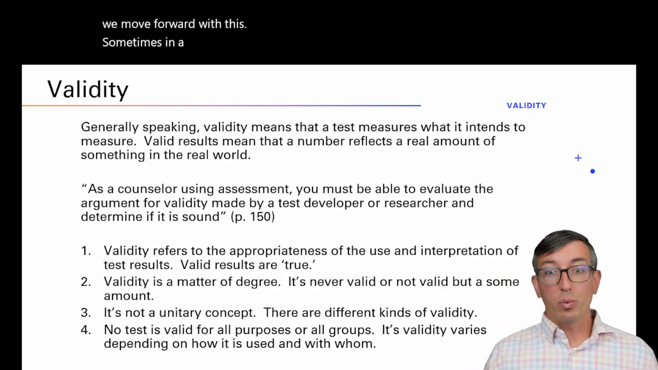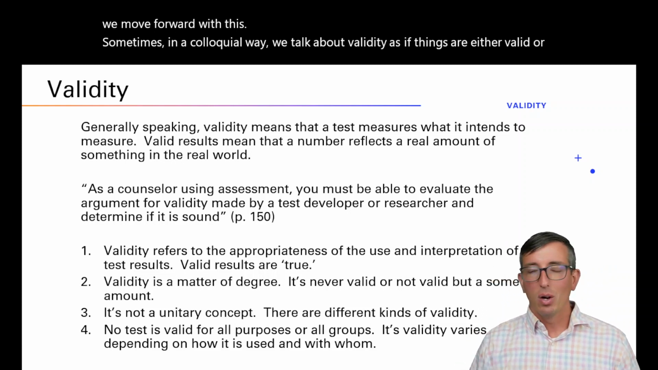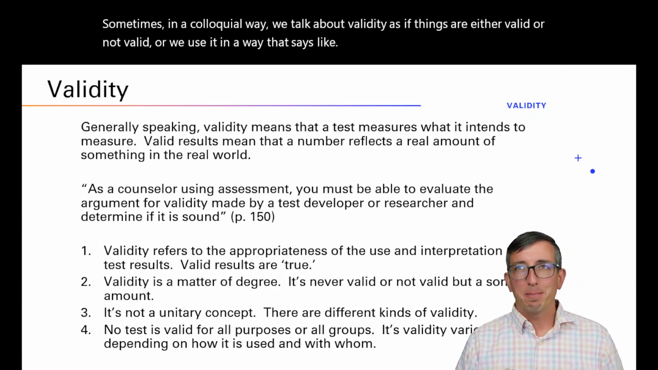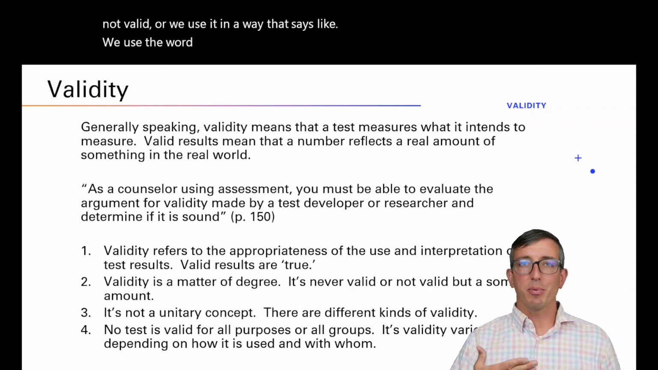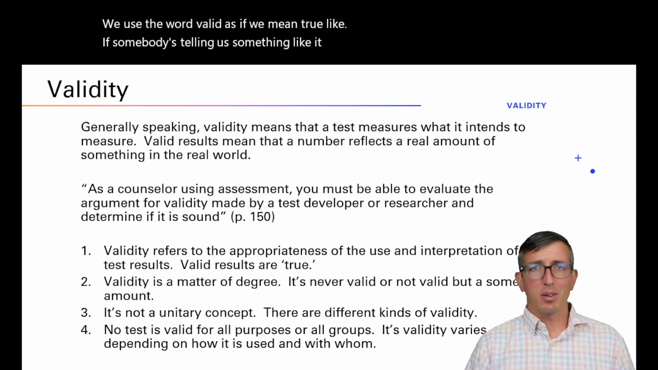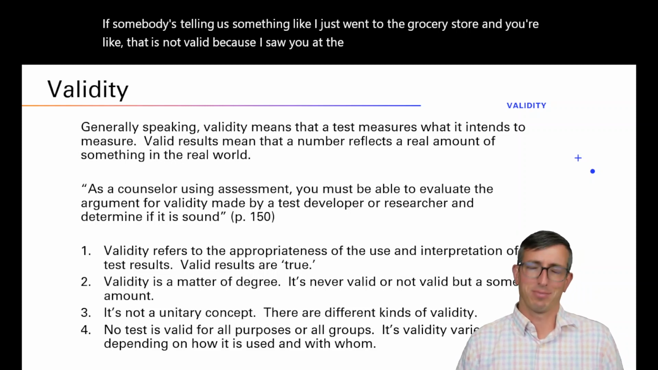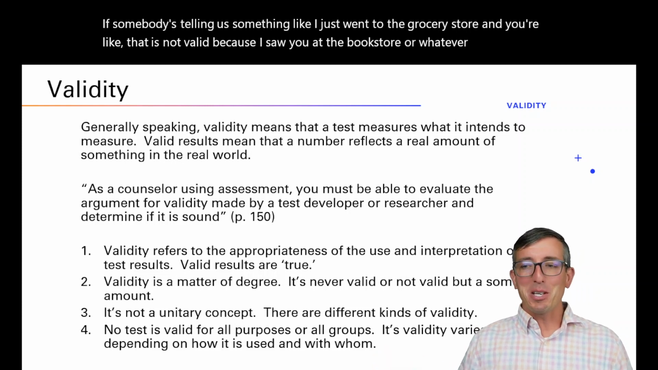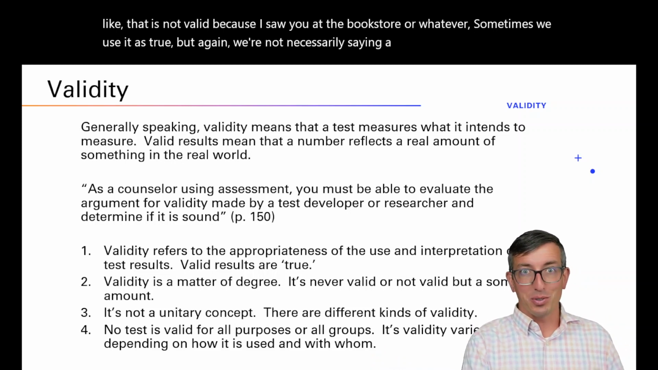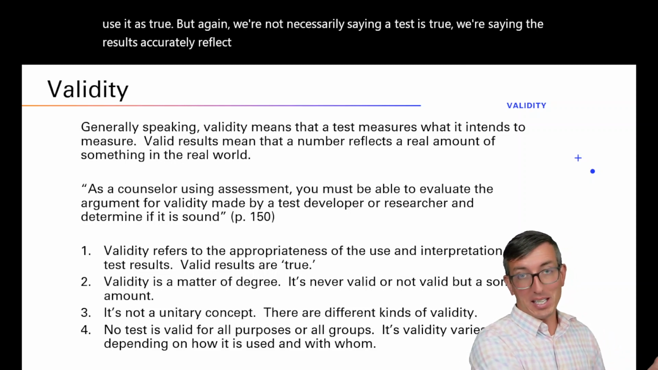Sometimes in a colloquial way, we talk about validity as if things are either valid or not valid. Or we use the word valid as if we mean true. Like if somebody's telling us something, like, I just went to the grocery store, and you're like, that is not valid because I saw you at the bookstore or whatever. Sometimes we use it as true. But again, we're not necessarily saying a test is true. We're saying the results accurately reflect the real thing in the world, okay?